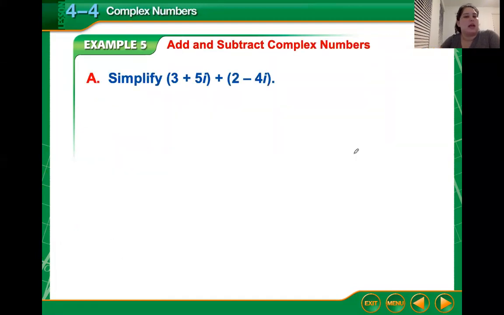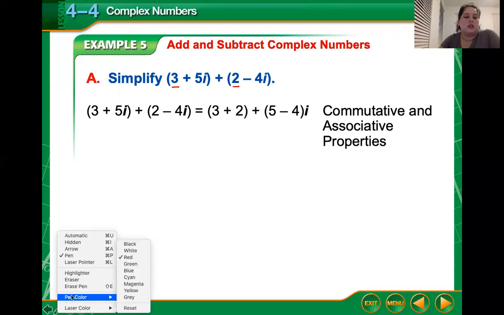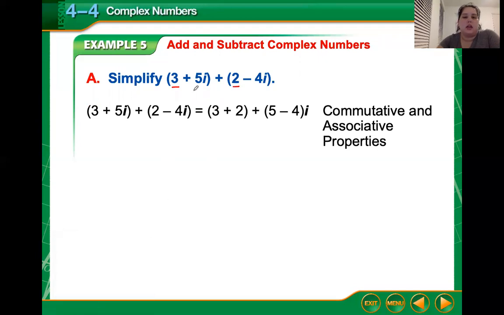Right, next, we're going to add and subtract complex numbers. We're going to do like with like. So we're going to do the 3 with the 2, and the 5i with the negative 4i, which is what they have done. So real with real, imaginary with imaginary. 3 plus 2 is 5, and 5 minus 4 is just 1, so 5 plus i is my answer.